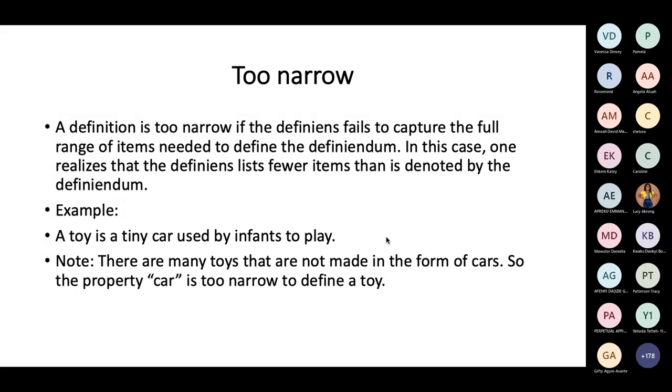You have children's buildings, children's dolls, and even children's hairdressing gears that are toys. So toys go beyond tiny cars. There are so many toys that are not cars at all. So if you define a toy as a tiny car, then the definiens does not refer to the adequate range of items needed to define a definiendum.